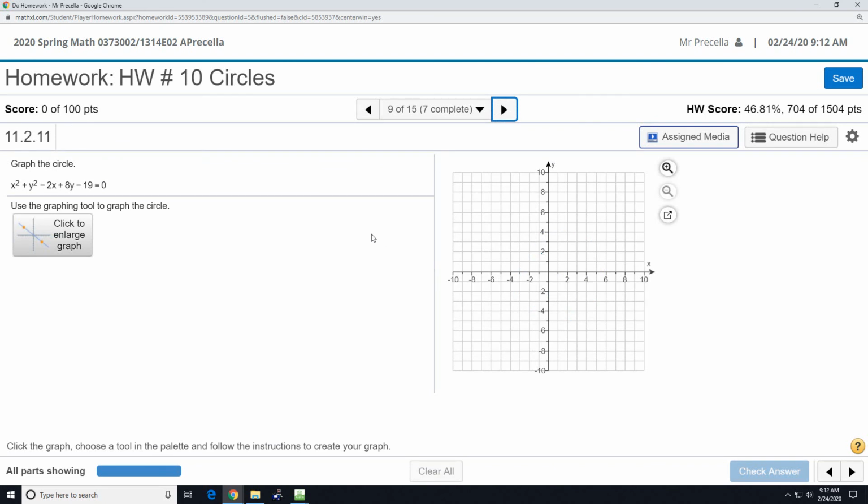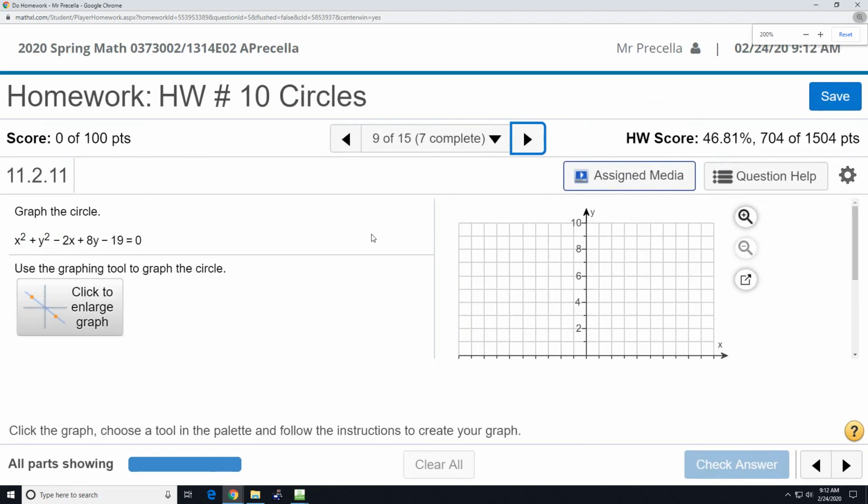Problem 9. Let me write it down. Let me make it bigger so y'all can see it out there. Okay, so here's problem 9. X squared plus y squared minus 2x plus 8y minus 19 equals 0.